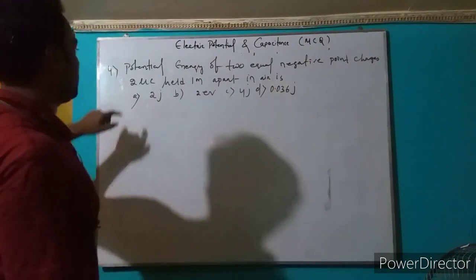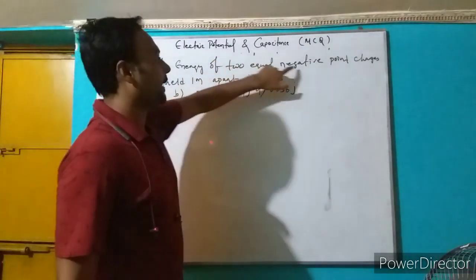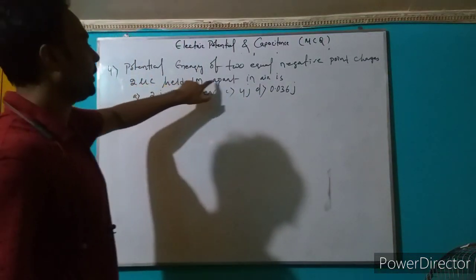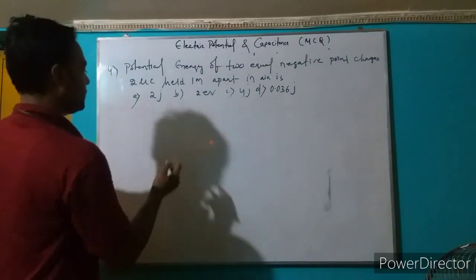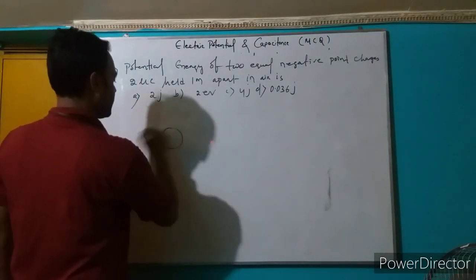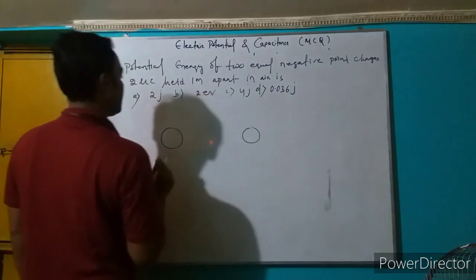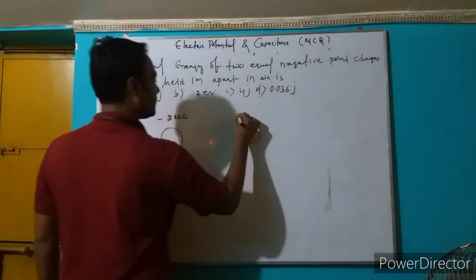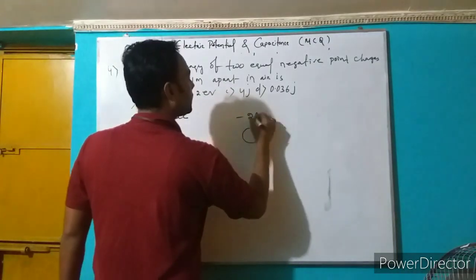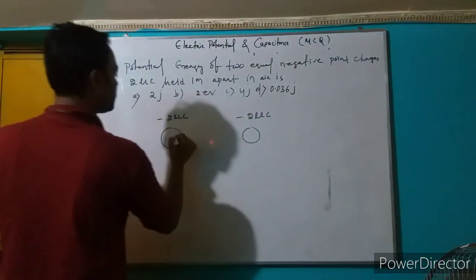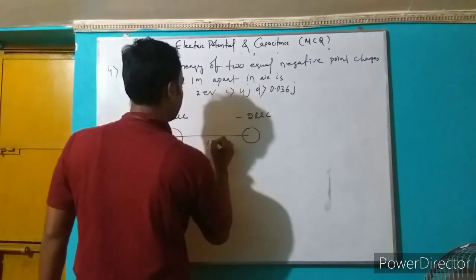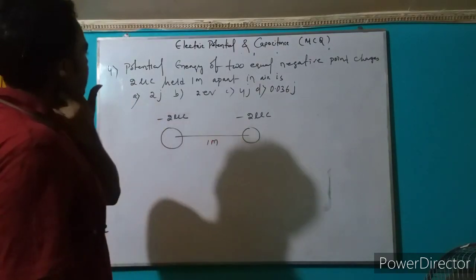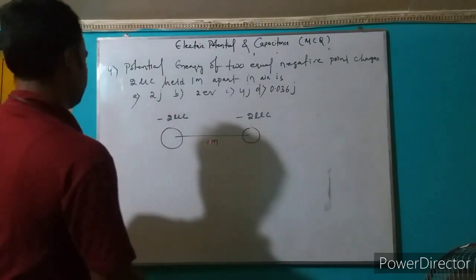In this question, the potential energy of two equal negative point charges of 2 microcoulomb each, 1 meter apart in air. These are the two negative point charges, minus 2 microcoulomb and minus 2 microcoulomb, both situated at a distance of 1 meter from each other. Therefore, what is the potential energy between them?